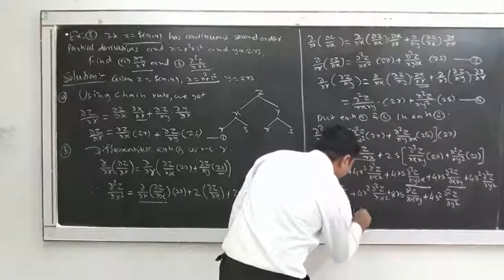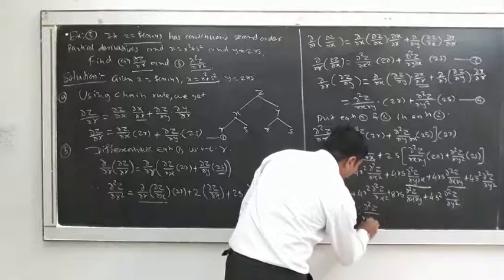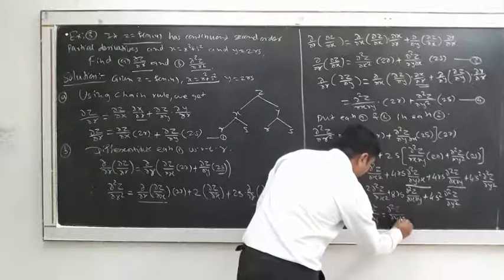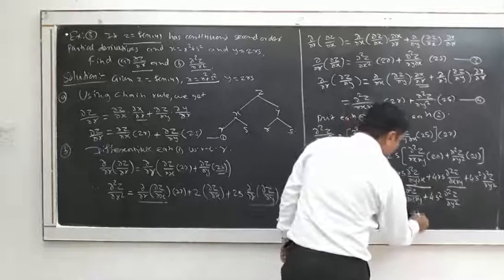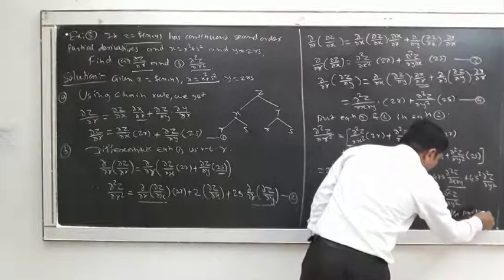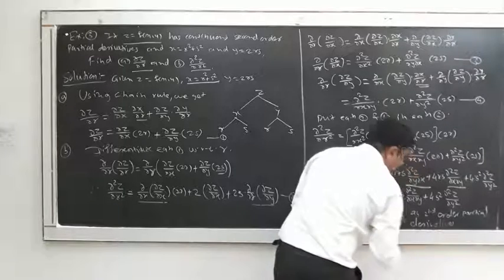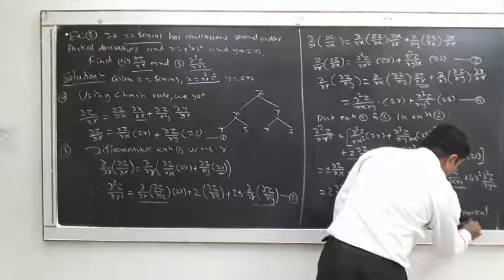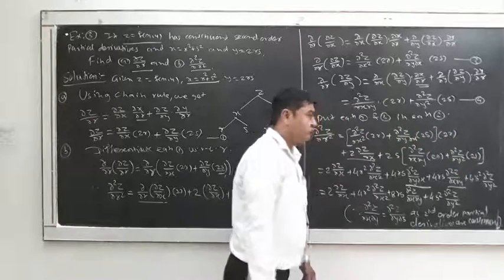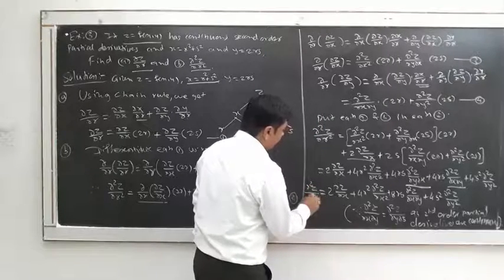Why is it so? Since ∂²z/∂x∂y is equal to ∂²z/∂y∂x, as the second order partial derivatives are continuous. Okay, so we are getting our ∂²z/∂R².